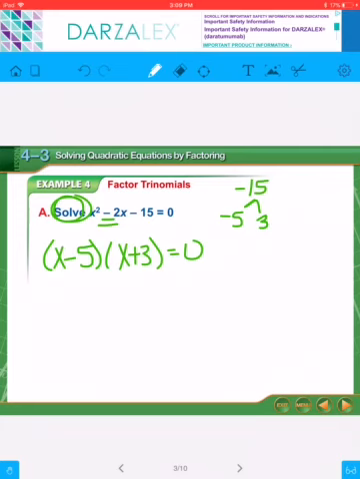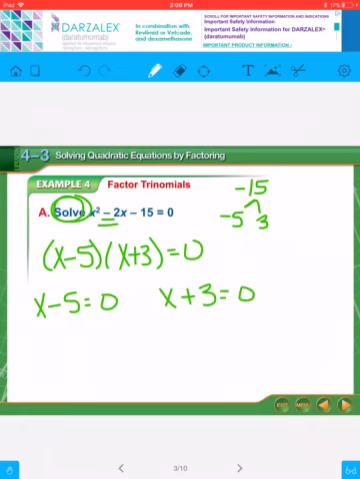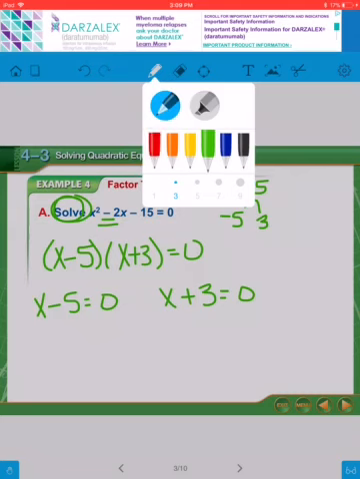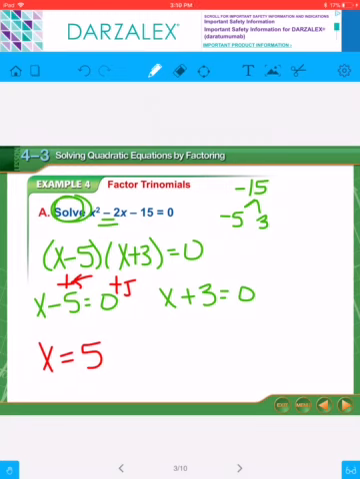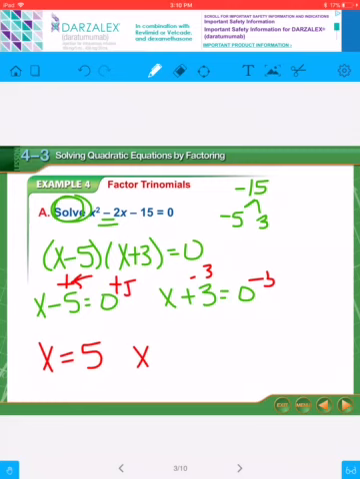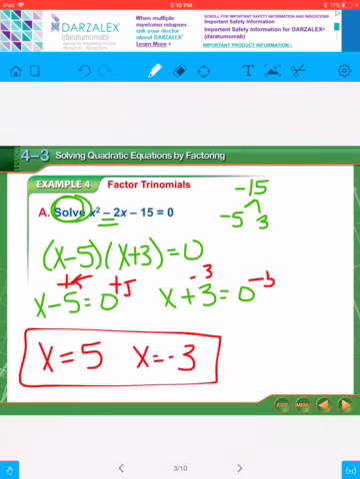So since we're solving, we're now going to take each factor and set them equal to 0 and solve them. So x minus 5 equals 0, so I need to add 5 to each side. So I get that x equals 5. And then x plus 3 equals 0, so I'm going to subtract 3. So I also get that x equals negative 3. So there are my two solutions.